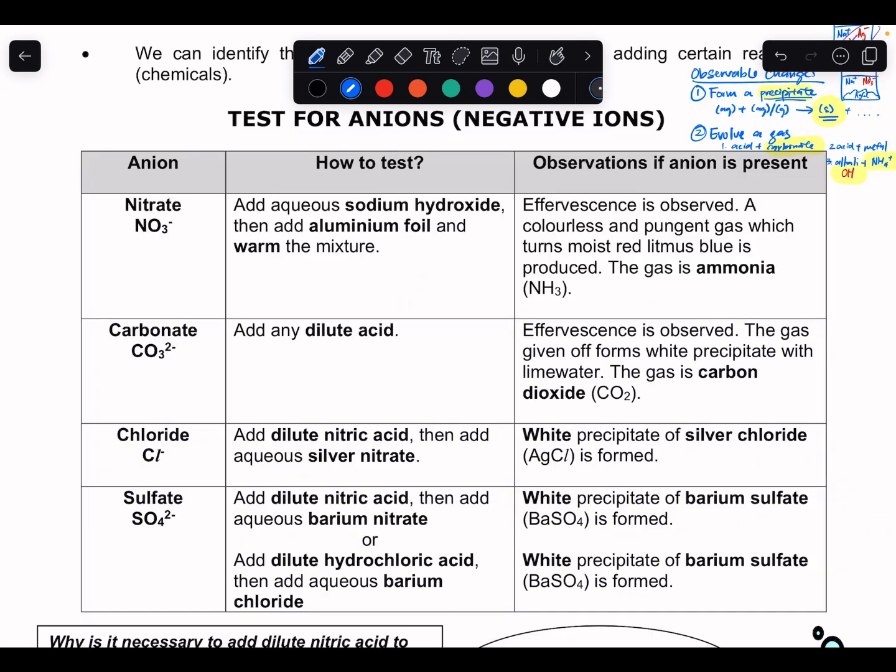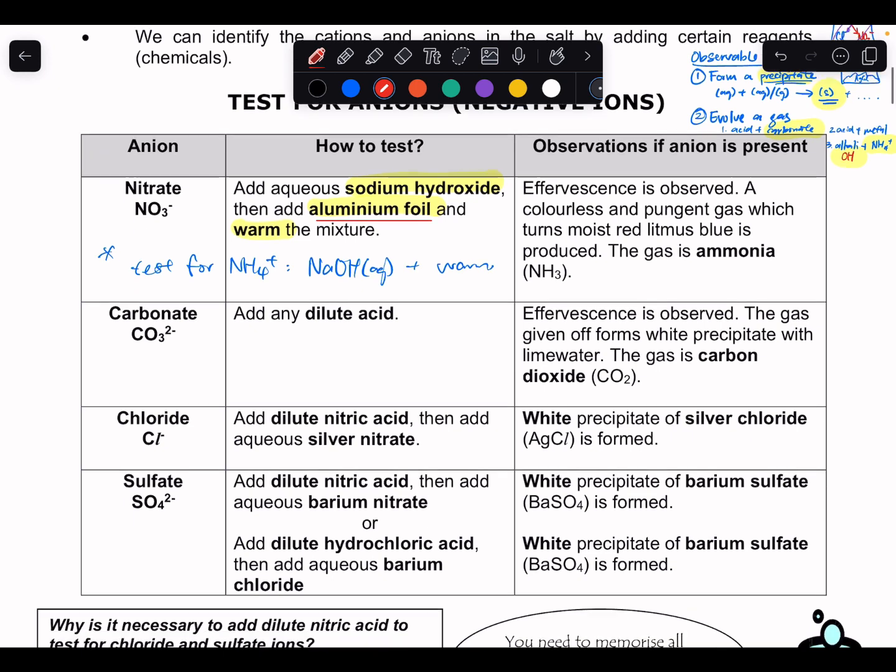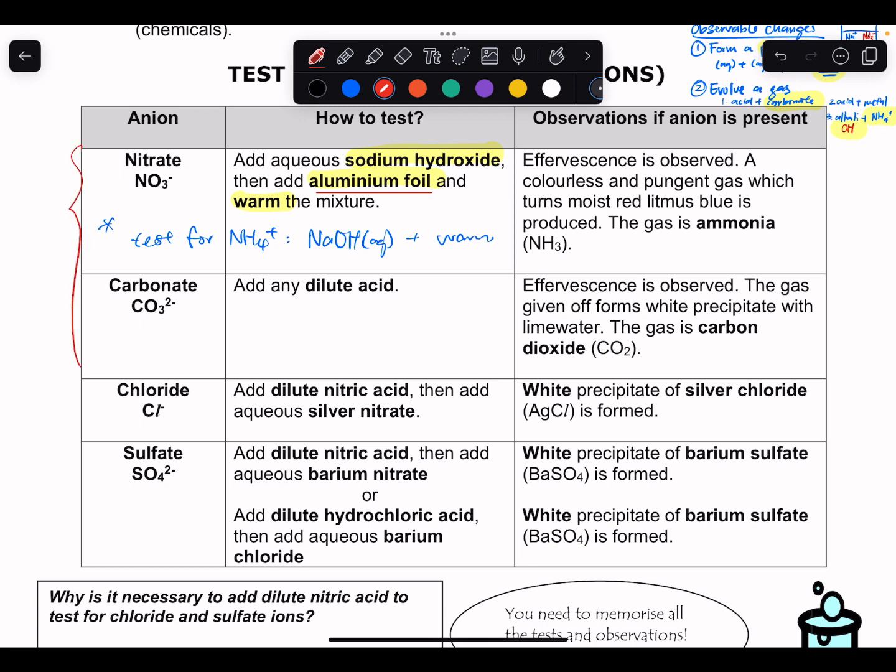So for anions, you see that for nitrate, the test is to add sodium hydroxide, aluminium foil, and warm. The sodium hydroxide and warming part is the same as the test for ammonium. So take note of the difference. Test for ammonium is we add NaOH and warm. So the difference is actually this aluminium foil bit. So if you see the presence of aluminium foil, then you know it's a test for nitrate. And if you look at the observations, you can see that these two test for a gas, these two evolve a precipitate.